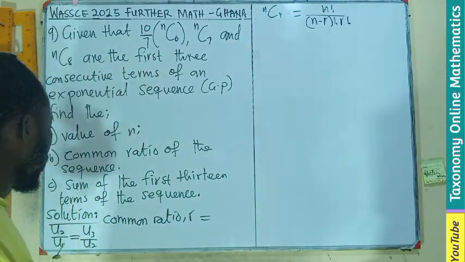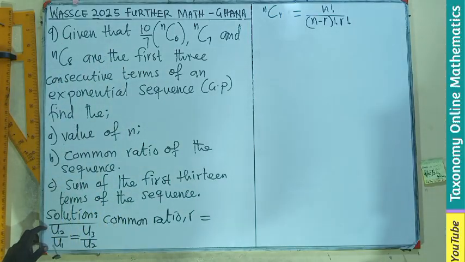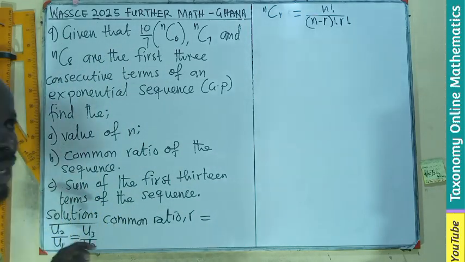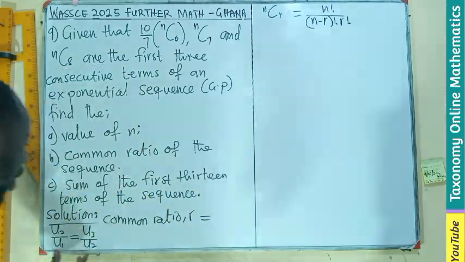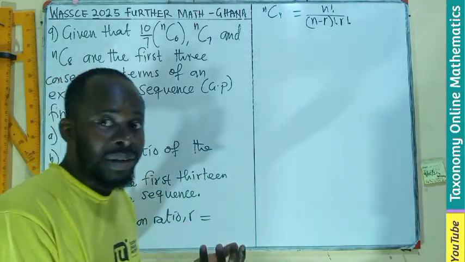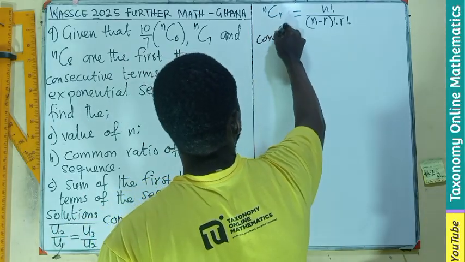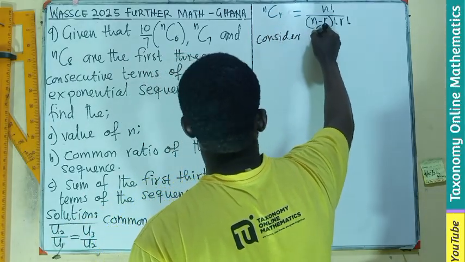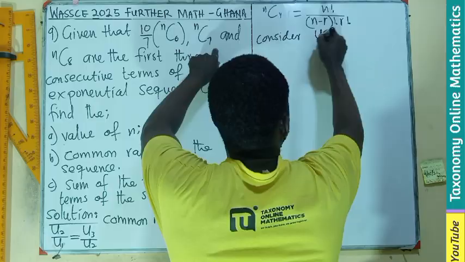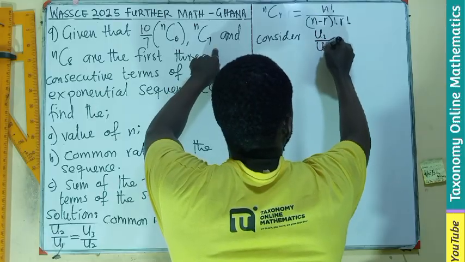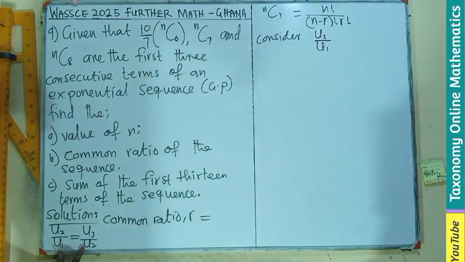So I'm going to begin with this. Since I don't have enough board, if you have enough space, you can work with the two at the same time. But I'm going to consider the second term divided by the first term. I am still holding on to this, but I'm working with the first one, the left side, then I'll work on the right side.